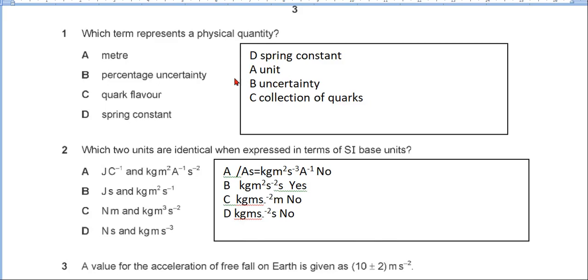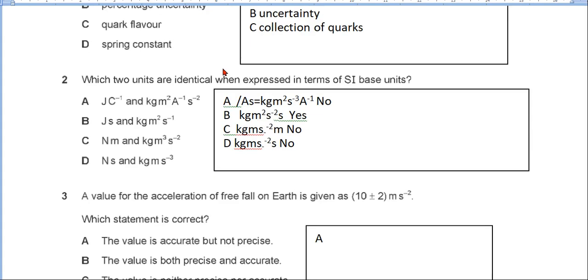Question 1. Which term represents a physical quantity? Spring constant is force divided by extension, so it is a physical quantity. Meter is a unit. Percentage uncertainty is uncertainty in the measured value. Quark flavor is a collection of quarks. So the answer here is D.